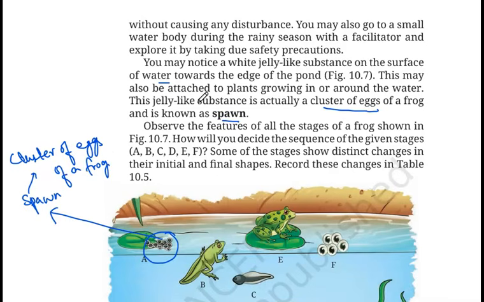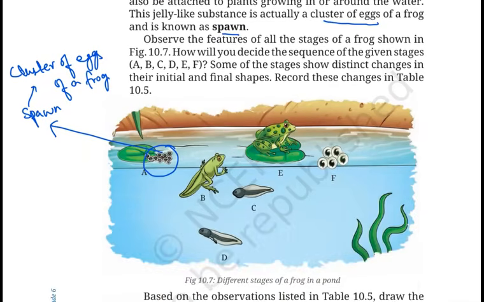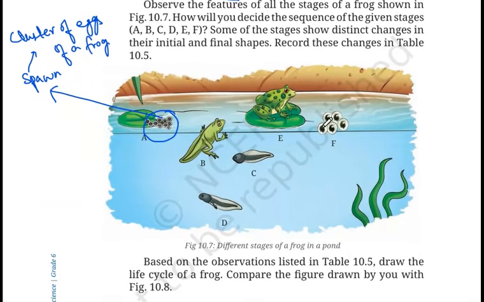Spawn. Now you observe the features of all stages of the life cycle of the frog, as you can see, A, B, C, D, E, F. So we have these eggs or the spawn, and then what do we see?